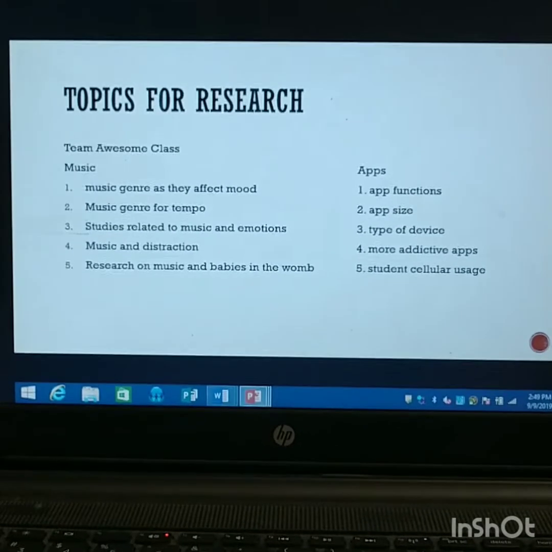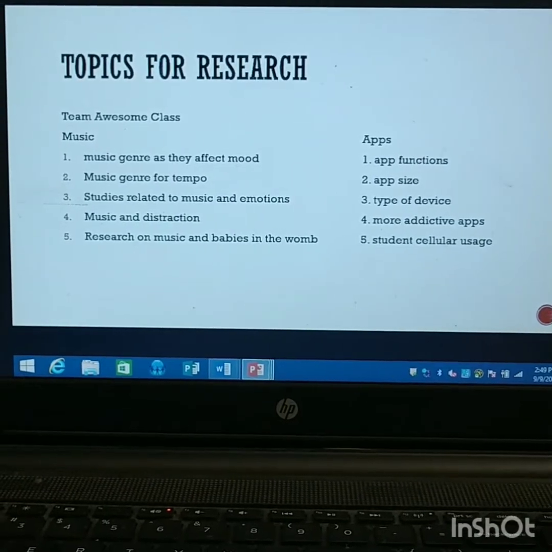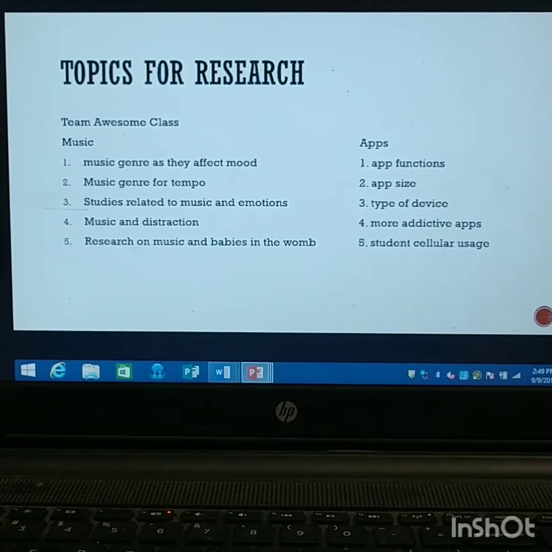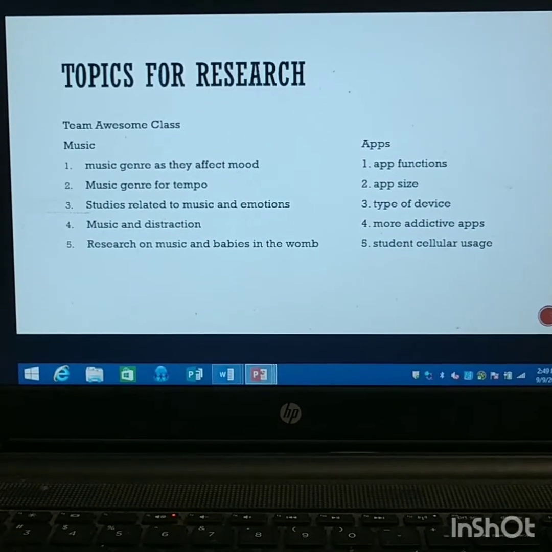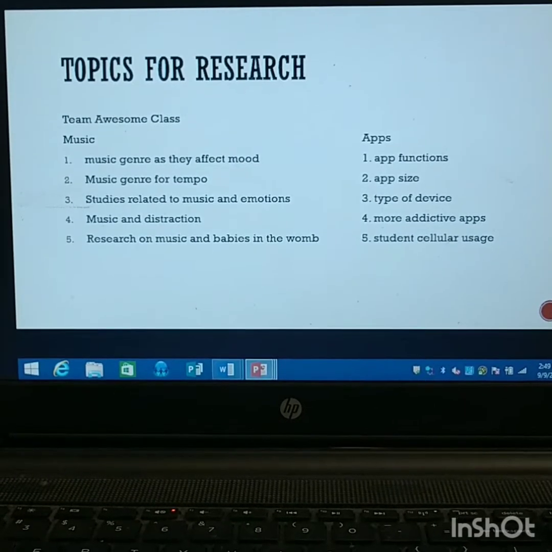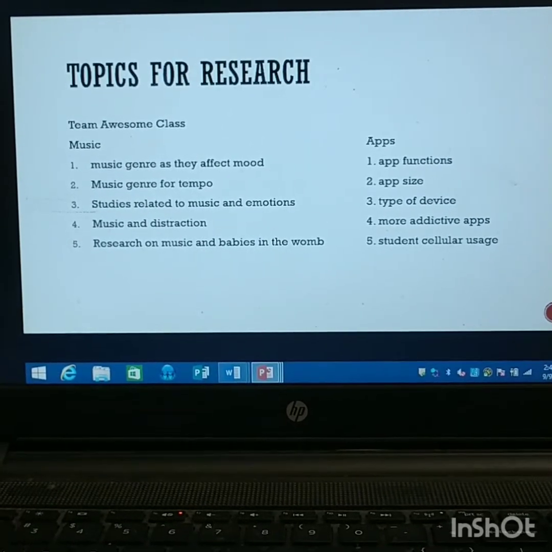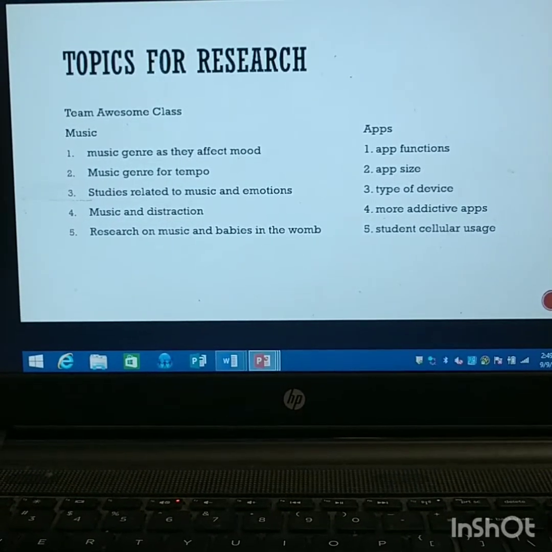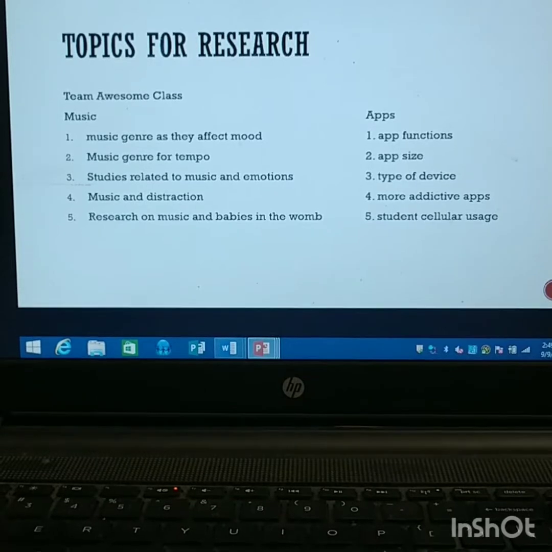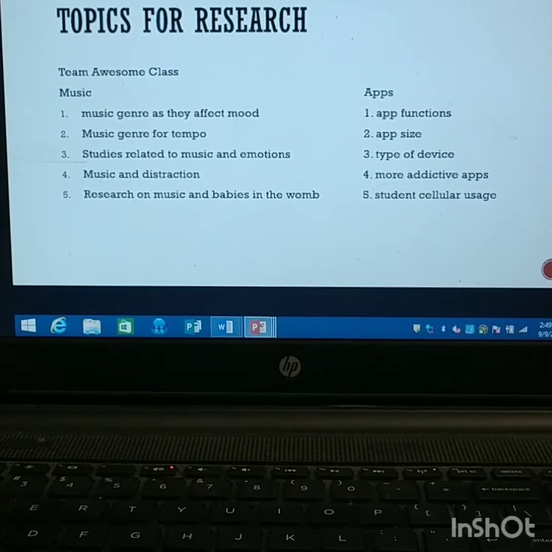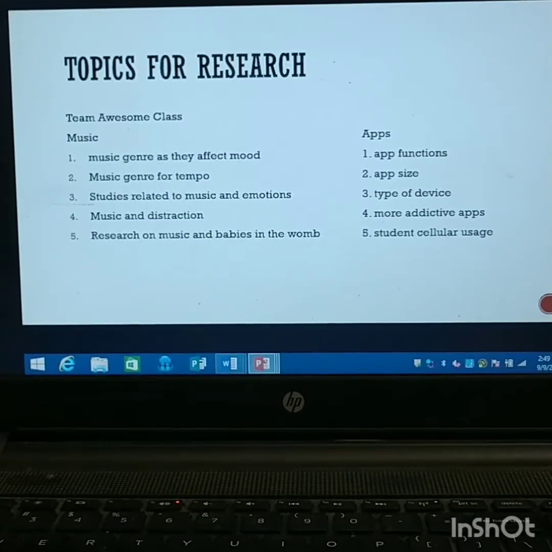So this was the information that we came up with today during our lesson, topics for research. This is Team Awesome class. It said music, some of the things for the music group. We said they could do music genre as they affect their mood, music genre for tempo, studies related to music and emotions, music and distractions, and research music in babies in the womb. And we found another thing about music related to stress. And then for the apps STEM project, we could do app functions, app size, types of devices, more addictive apps, and student cellular usage, and addictiveness of cell phones.